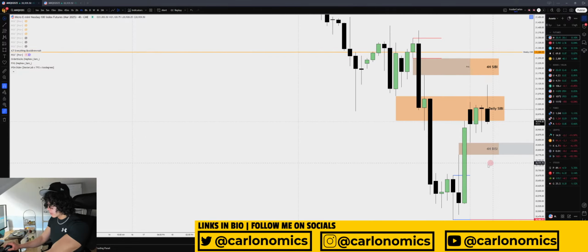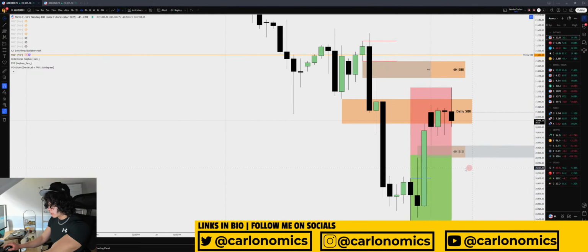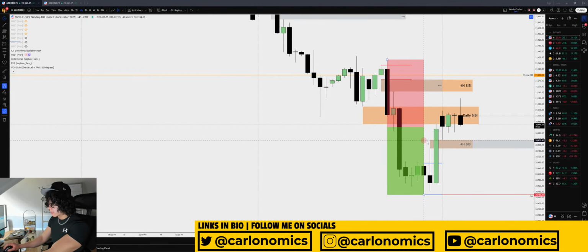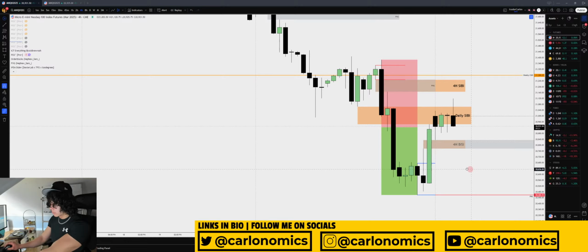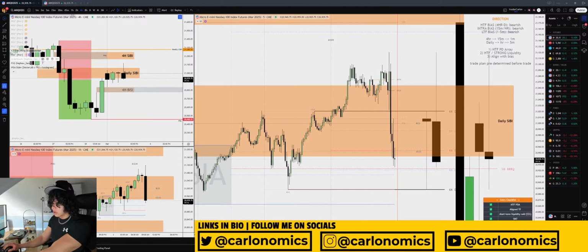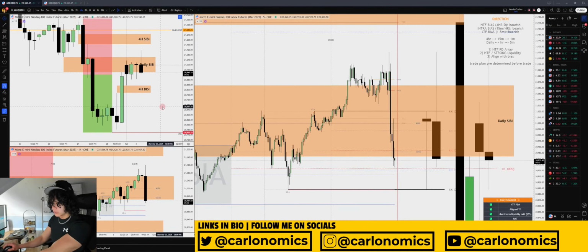But I like this 4 hour BISI below us simply because it's at a discount of our range. So this swing high and this swing low, we pull our dealing range. It's pretty much around discount. But if we pull our dealing range from the left side of the curve, you can see that we already tapped premium of our range. So yeah, we're gonna have this marked out on the left side. So keep it like this so we can see.